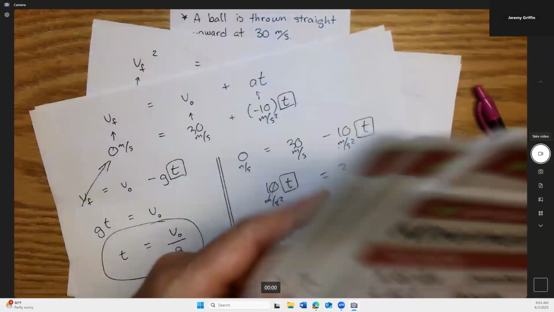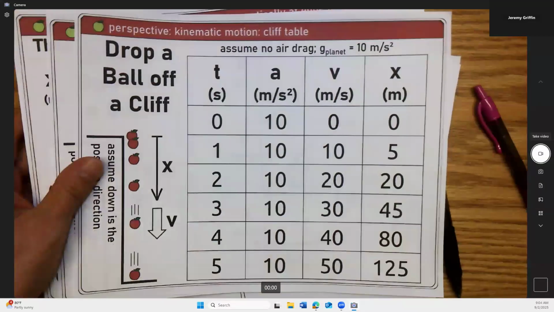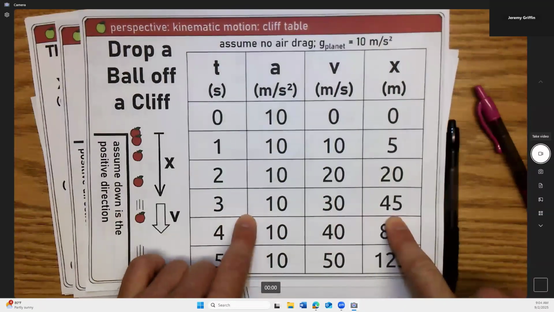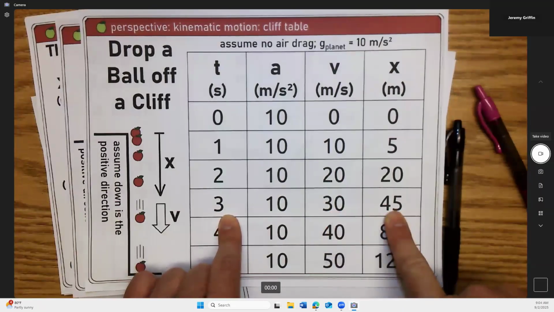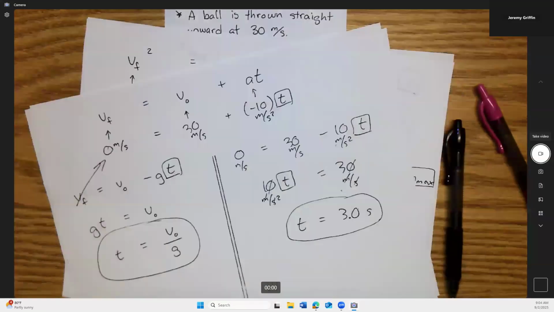And you know where else you've also seen this? Right here. You guys remember this one? Drop a ball off a cliff in Earth gravity. After 3 seconds, it picks up to 30 meters per second, and it's fallen 45 meters. See, it's the same thing. It was there the whole time. All right, I got that right.